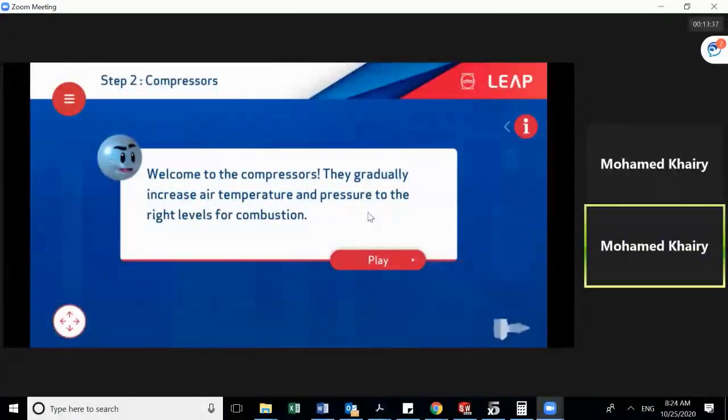So this is the function. They gradually increase air temperature and pressure. So both will be increased in the compressor. It will increase the temperature and the pressure to the right level for combustion. Because after the compressor, the air will leave to the combustion chamber, and there it will be burned. So we are preparing the air for the next stage to have a higher heat energy efficiency. Okay?